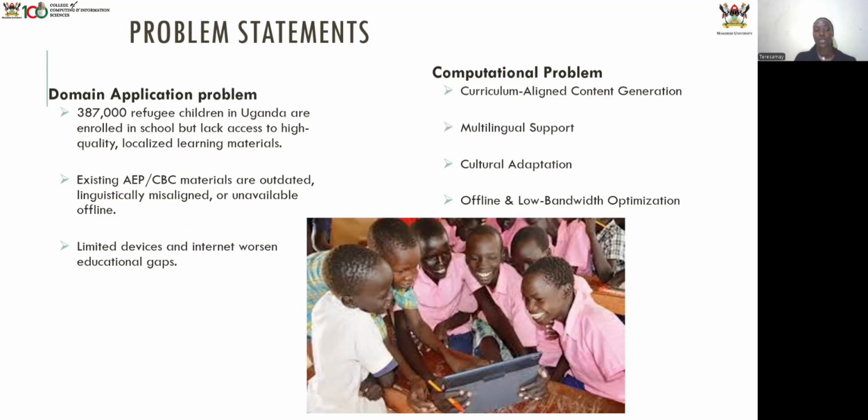Another one is multilingual support, which involves generating or integrating multiple languages to promote language inclusivity and better comprehension. Then we look at cultural adaptation, which is where visuals and narrations reflect culture, enhancing engagement and relevancy. And lastly, we look at offline and low-bandwidth optimization, which deals with low-resource deployments, enabling offline learning in connectivity-limited refugee settings, which we are targeting. So the problem lies in how we achieve those computational aspects.